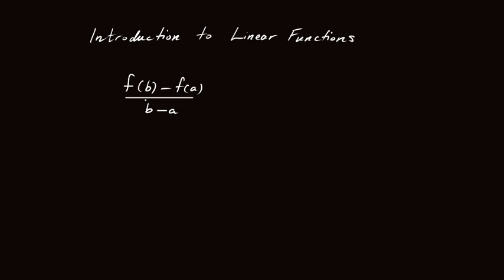So the average rate of change formula is here, and what is special about a linear function? Well, it's a function, say f, so that no matter what a and b you plug into this average rate of change formula, you always get the same number. We say it's constant. It doesn't depend on a and b. This constant is usually denoted m, and it's called the slope. We'll see why in a second.